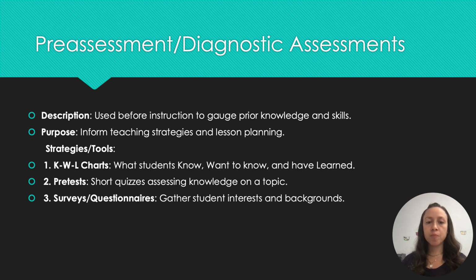KWL charts: what students know, want to know, and have learned. Pre-test: short quizzes assessing knowledge on a topic. Surveys and questionnaires gather student interest and backgrounds. Pre-assessments help identify students' prior knowledge and learning needs, enabling targeted instruction.